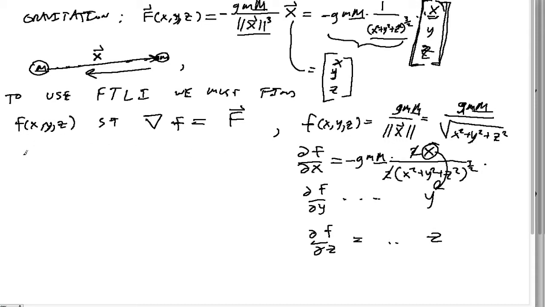We now know the potential function, we'll call this the potential. The potential function f is equal to g m capital M over the length of our vector. So it truly is just the distance between the masses. So we're saying that the gravitational potential between these two masses is inversely related to the distance between the two masses.